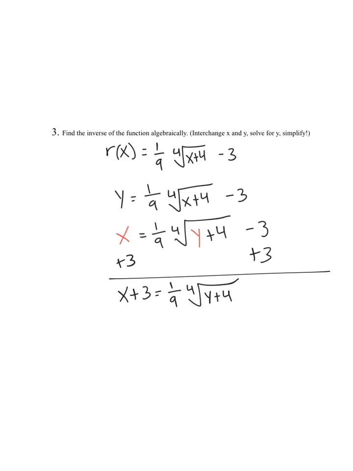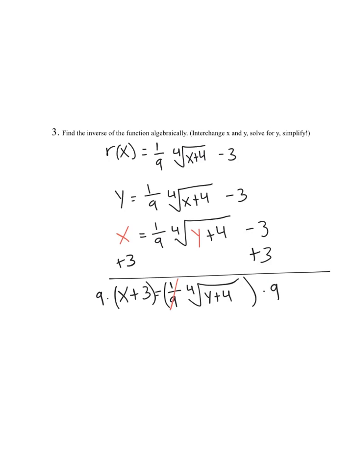Okay, now I need to get that 1/9 that's in the front of the fourth root of y plus 4 away from the radical. So there's two ways you can do this. You can either divide both sides by 1/9, or you can multiply both sides by 9. Both of those arithmetic operations are going to do the same thing. It's just whatever you're more comfortable with. So I'm going to multiply both sides by 9 because I don't want to deal with the fractions on the other side. So I'm going to multiply this side by 9, and I'm going to multiply this side by 9.